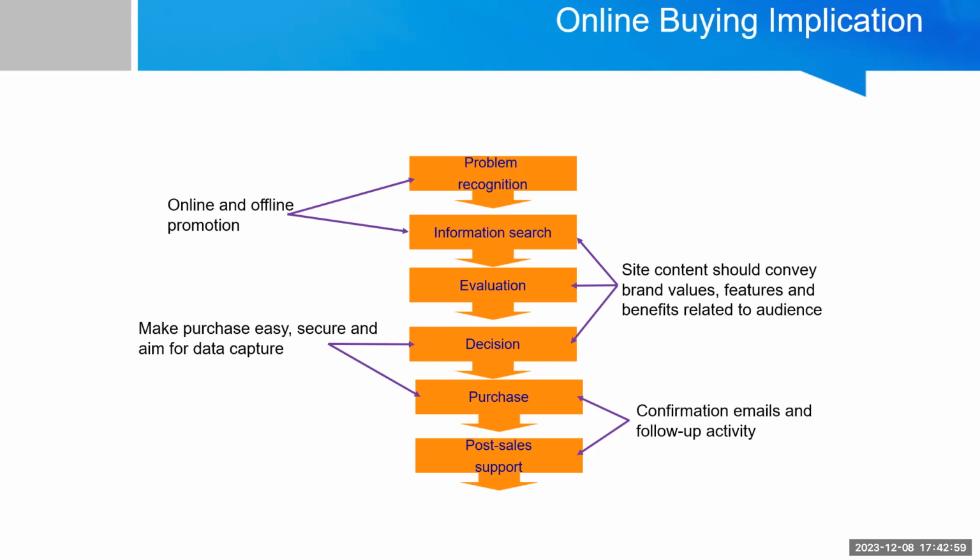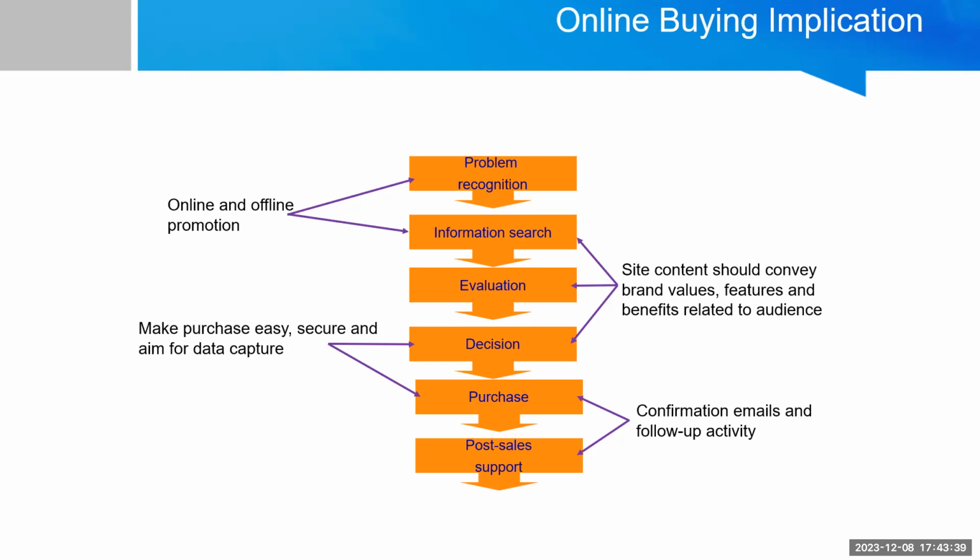Now, information search, evaluation, decision making. You look at the site content. It means the website content should convey brand values, not directly try to sell something. If you want to sell something to somebody, you should strategically show that person the value he or she is going to get from whatever he's going to buy from you. What are the features and benefits related to the audience of that particular product or service? This will help in making an informed decision, right?